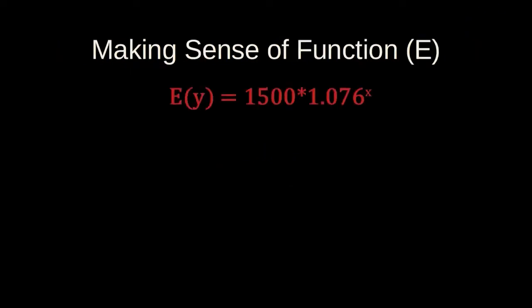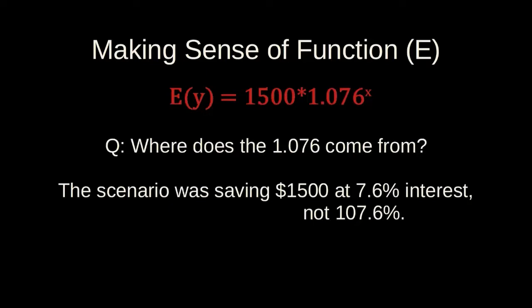Let's investigate our function for Plan E. Let's make sense of the parameter 1.076. The scenario was saving $1,500 at 7.6% interest, not 107.6%. Emphasis on 100. What is going on?